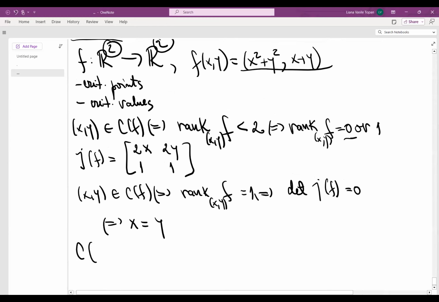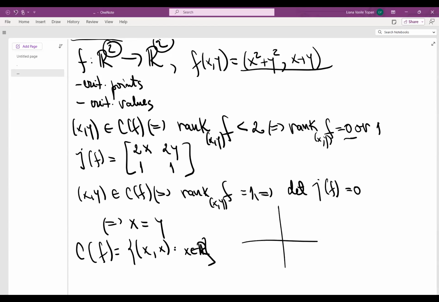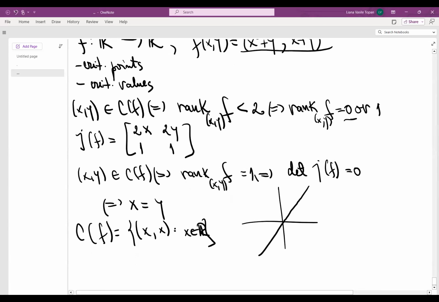So the critical set of the function contains all pairs of the form (x, x), where x is any real number. So it's a whole line, y equals x. This is the equation. It's a whole line of critical points. This is the first bisector of the system of coordinates. Okay. Now, what will be the critical values?